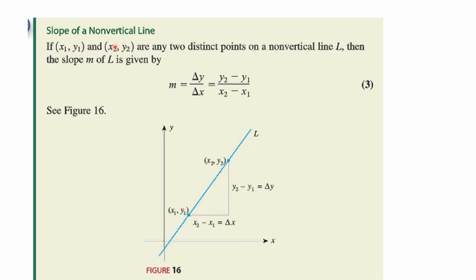The slope of a non-vertical line is described here. If the first point (x1, y1) shown here and (x2, y2) shown here are any two distinct points on a non-vertical line, the slope m of L is given by m equals the change in y over the change in x. And if you look at this, you see that's going to be the ratio of y2 minus y1 over x2 minus x1. And every line has a slope.